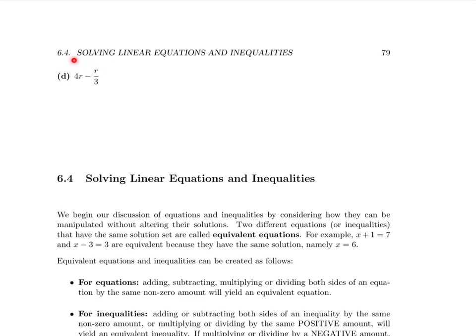Okay, now let's go and look at example D. In this case, we have the quantity 4r and we're subtracting a fraction. Notice that these are like terms. Both terms have a factor of r in them. So we should be able to combine these terms and simplify. In order to combine them, you're going to want to rewrite 4r as a fraction and then perform fraction subtraction. In order to write 4r as a fraction, we can begin by writing it as 4r over 1.